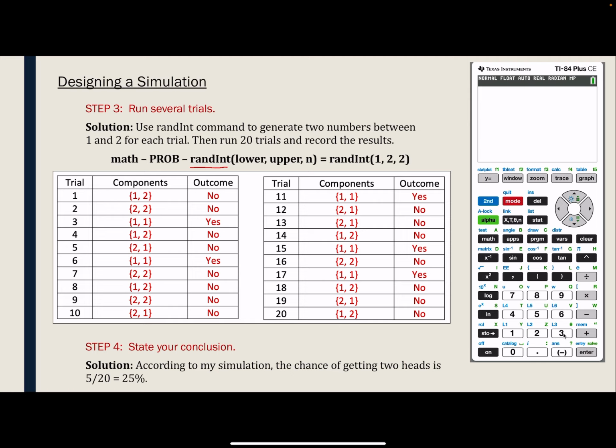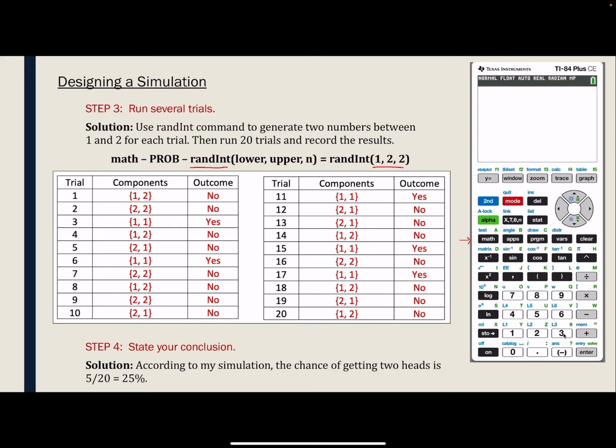The first number that you put in for this command will be the lower bound of the range of numbers that you want, then the upper bound, and then the total number of numbers. So in this case, I want numbers between 1 and 2, and I want 2 of those numbers. To do this, we're going to go to this math button right here.